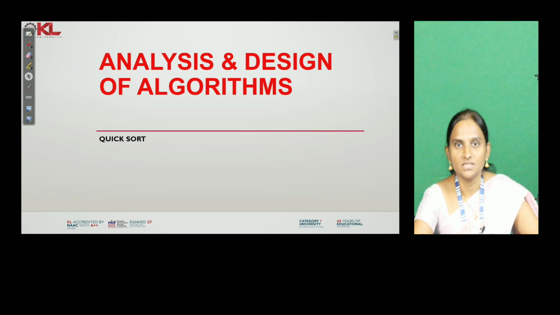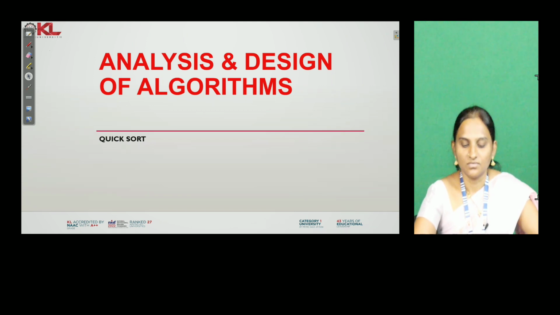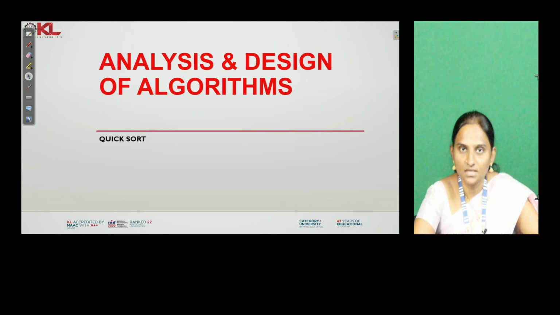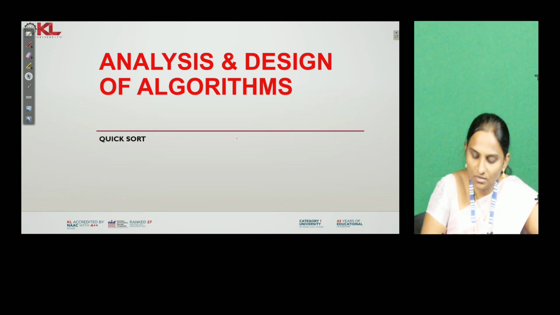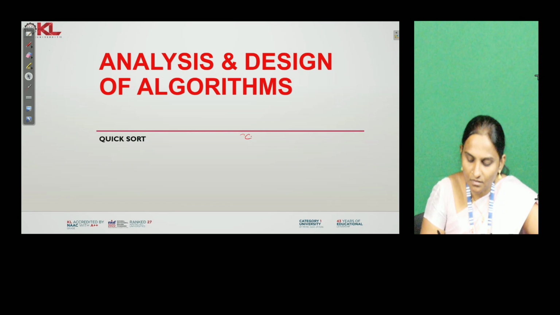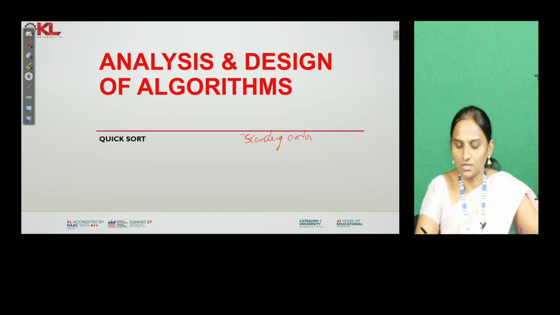Today I am going to teach QuickSort. First, before going to QuickSort, we will see what sorting is. Sorting is to arrange the elements either in increasing order or decreasing order, ascending or descending order. That is called sorting.